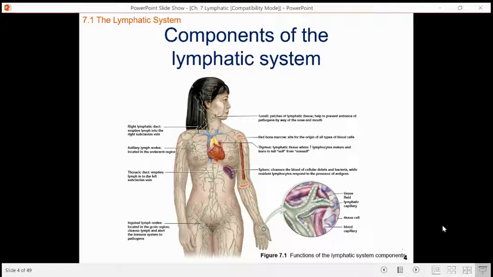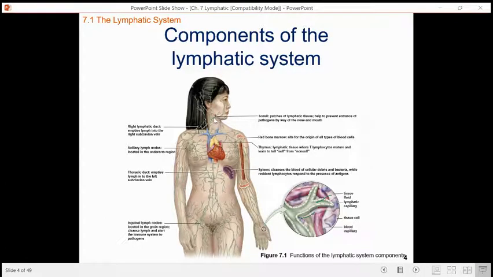So here you can see the components of the lymphatic system. You'll notice that it goes all the way up through and around the entire body. It almost looks like the circulatory system. You can see the right lymphatic duct here, which is emptying lymph into the right subclavian vein. Notice how close to the heart that is.